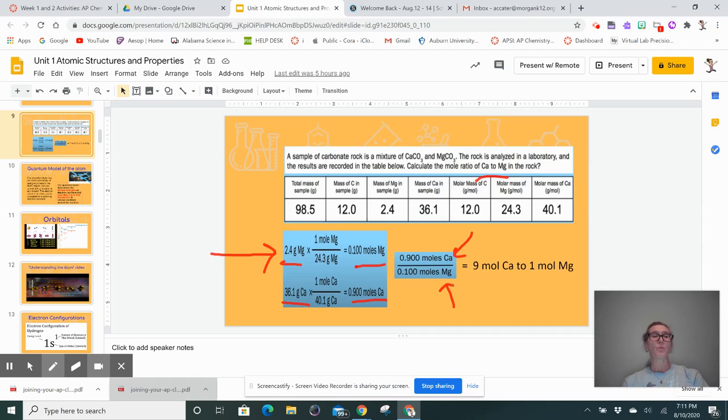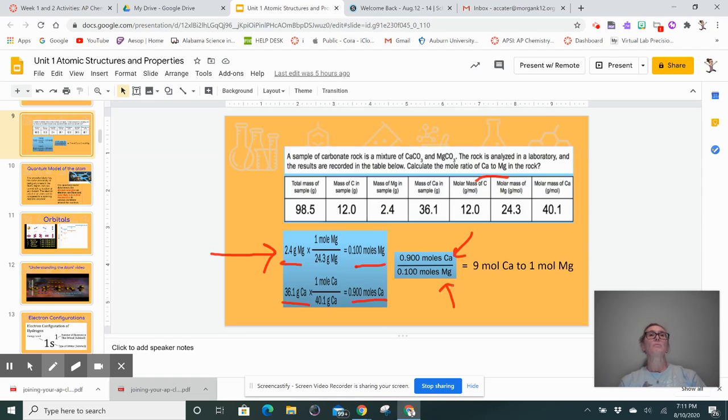So that's an example of composition of a mixture. You have two compounds in there. They are two separate compounds, but they're mixed in varying proportions. And we just found the proportion for that particular sample. So again, this should all be reviewed.